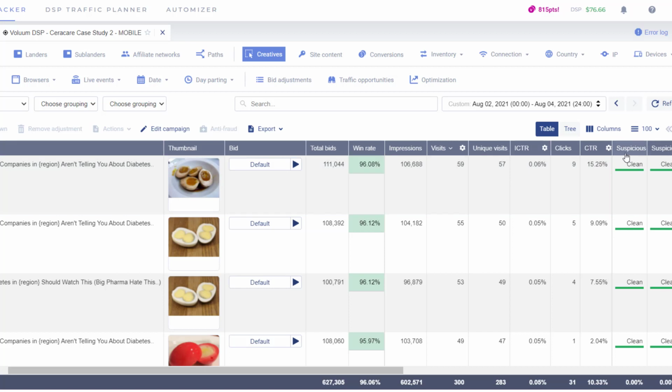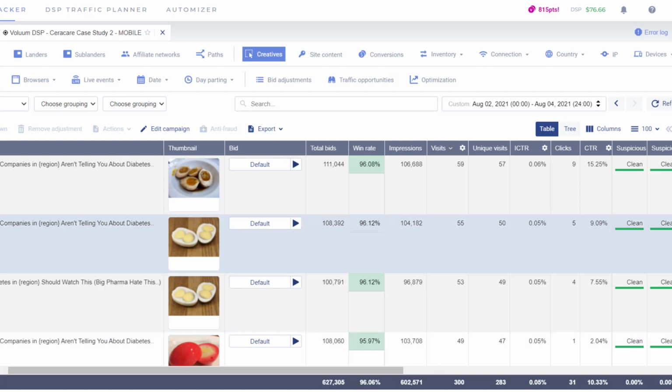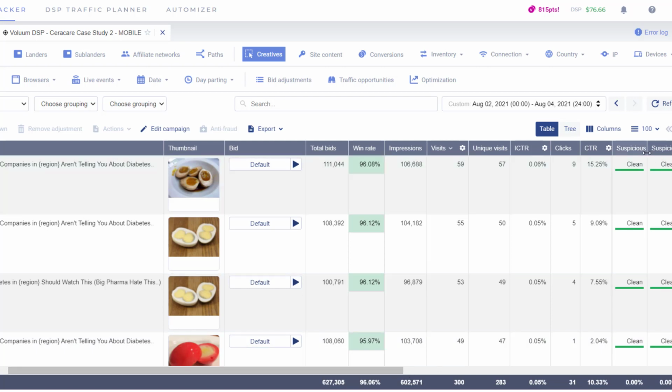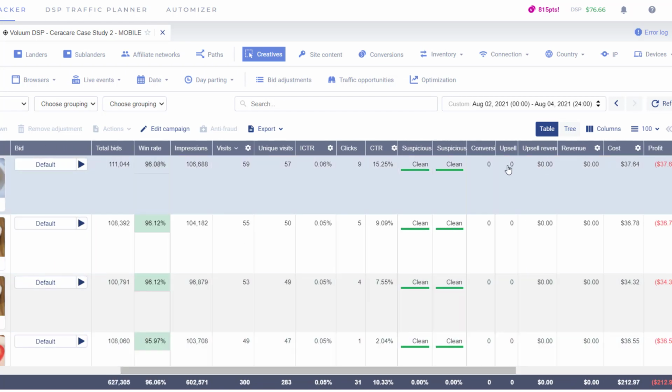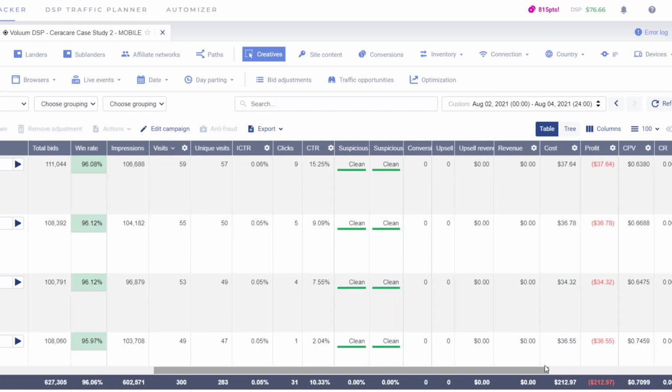Then this is an important one, suspicious clicks and suspicious visits. This is good for when you analyze your websites and the traffic coming from your widgets. If you see some websites that have a super high suspicious visit rate, you're wasting your money and you're going to want to pause those widgets and placements. And then conversions, upsell revenue, cost, profit, cost per visit, conversion rate, ROI, EPC, etc.